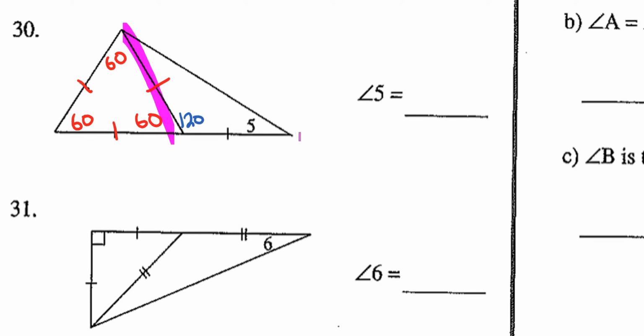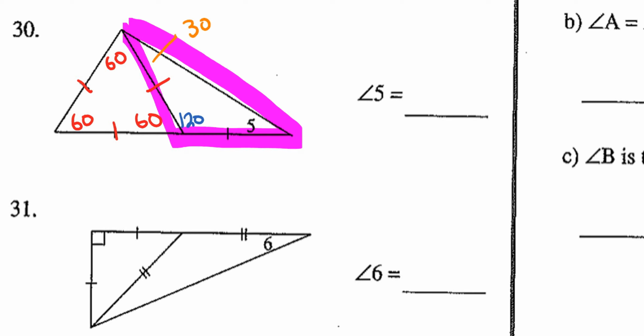And we have an isosceles triangle here, so that means these two corner angles are the same, and they should both be equal to 30 degrees, so 30 degrees on angle number 5 there.